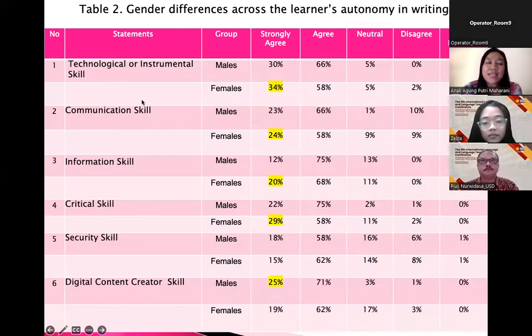And then the second research question, the finding is like this, portrayed by this table. You can see that the female and male English teachers are different in terms of each aspect of digital literacy. We highlighted the percentages of the strongly agree scale, in which you can see that the female group outperforms the male group in 5 aspects: technological or instrumental skill, communication skill, information skill, critical skill, and digital content creator skill. But the male group only outperforms the female group in the security skill aspect.